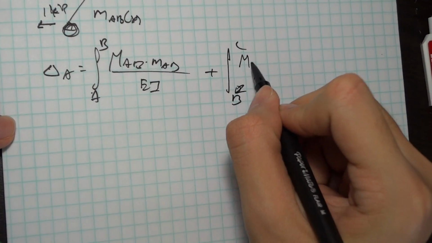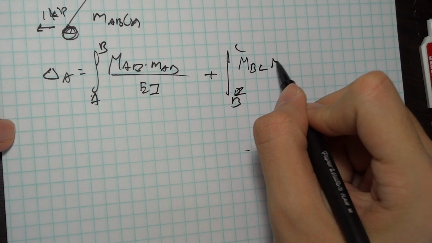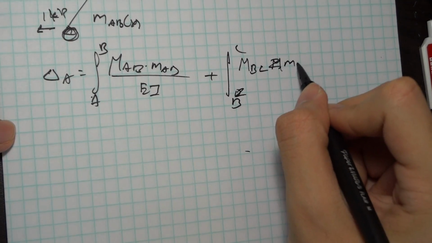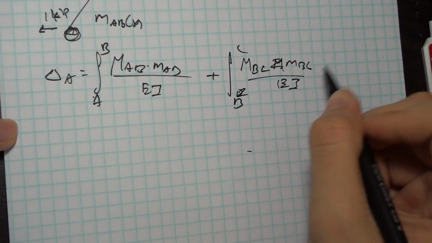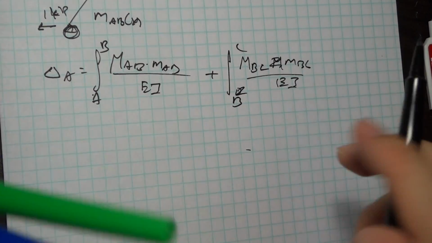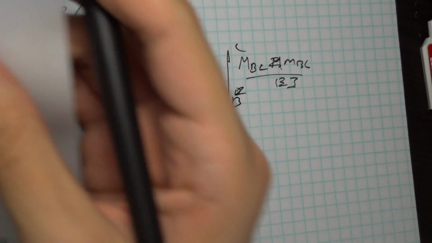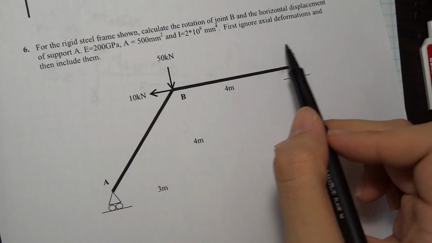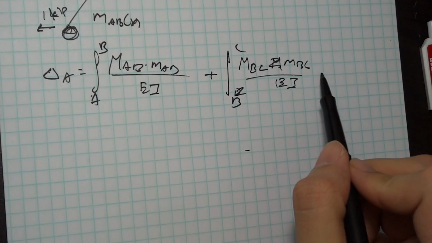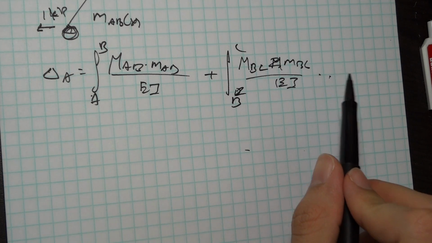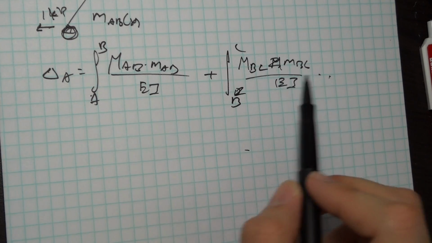BC, so this is M, BC, M, BC over EI. And the question is asking for 2 parts. First, it's saying ignore axial deformation. And that's what this is doing. This is ignoring axial deformation.